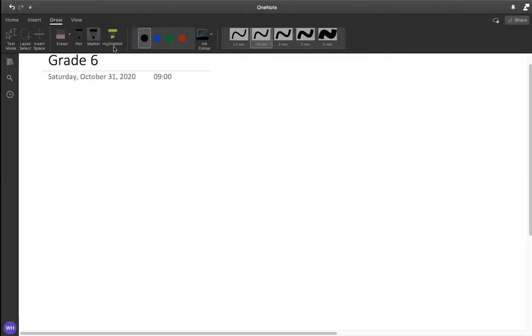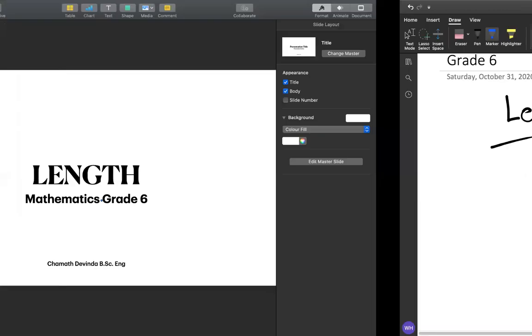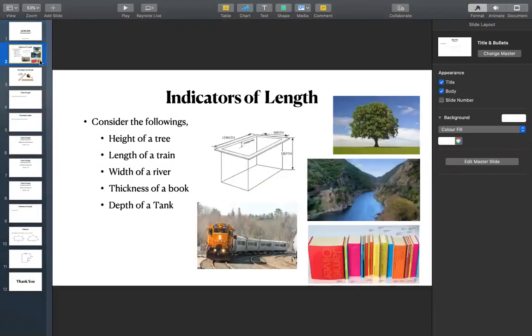Everybody has written the name of the lesson, length. This is our main topic today. So when you move on to length, first you can go to this. Can you see this? Indicators of length.